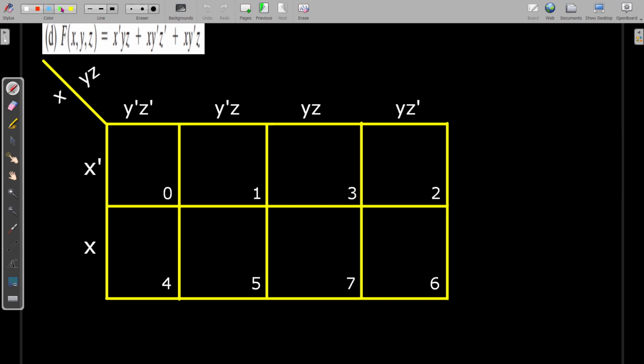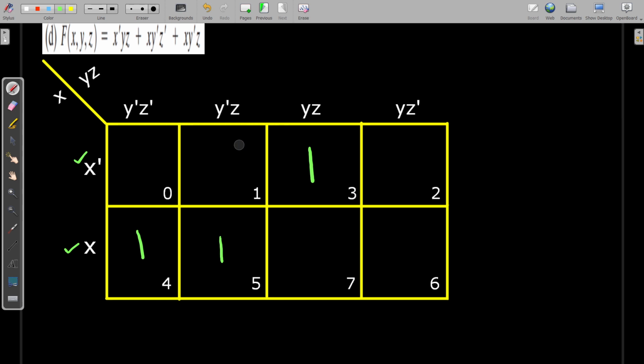For this, how to place the ones? So x dash, this one, then y z means this is covered, right? So this one. The next one is x, so this one, and y dash z dash, so it corresponds to this. Then the third term is x, so this one is covered, y dash z, so for this case we can put a 1.